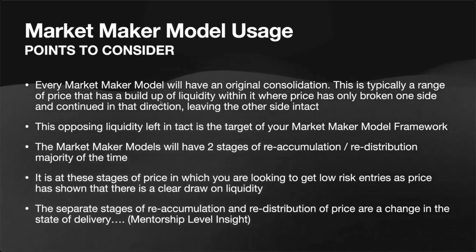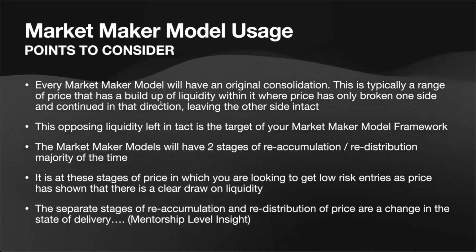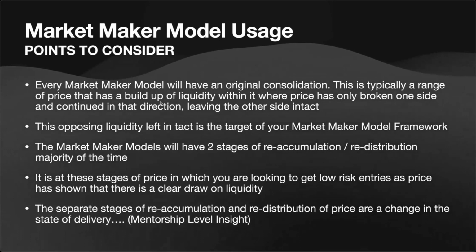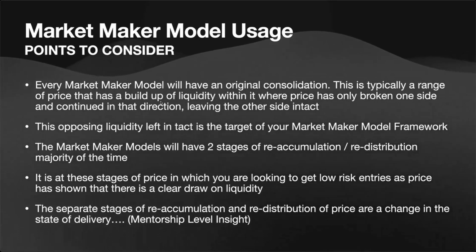And it is at these stages of price that you are looking to get low risk entries, as price has shown that there's a clear drawn liquidity, right? So the market maker models are the easiest to trade, meaning when you see it, you know the direction and then you know the extent to which price can actually move. And the separate stages of reaccumulation and redistribution of price are a change in the state of delivery. Not in the way you think, not in the way ICT teaches.